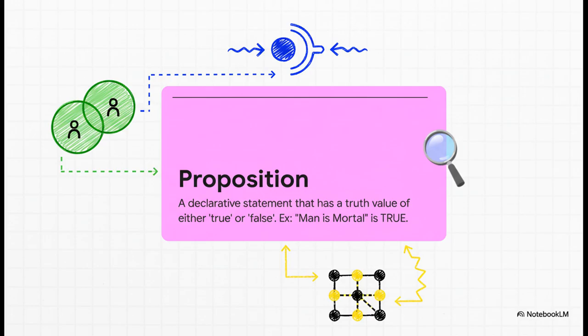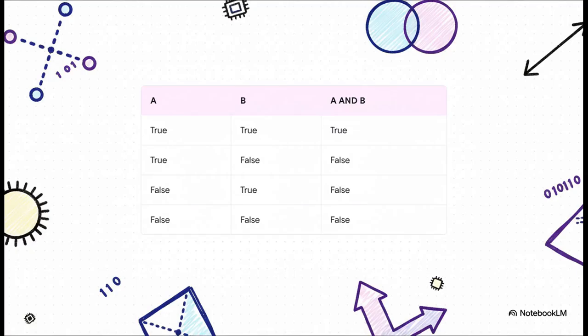That's it. Man is mortal is a proposition because, yep, it's true. The sky is purple is also a proposition because it's false. These simple true-false statements are the absolute atoms of how a computer thinks. So what do you do with these atoms? You connect them, and we do that using logical connectives.